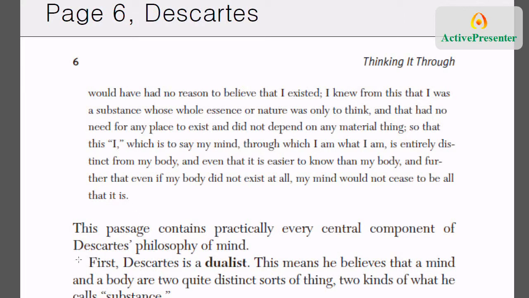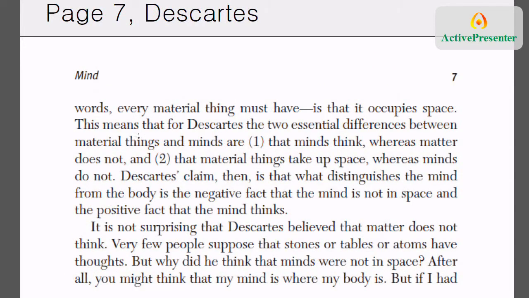And then Appiah says right below that, so Descartes is a dualist. That means that he believes that the mind and the body are two quite distinct sorts of things, two kinds of what he calls substance. So the body is everything we know in the world as physical substance, and the mind is this non-physical, immaterial substance. Then on the top of page 7, skipping a little bit of stuff, this means that for Descartes, the two essential differences between material things and minds are, one, that minds think, whereas matter does not, and two, that material things take up space, whereas minds do not.